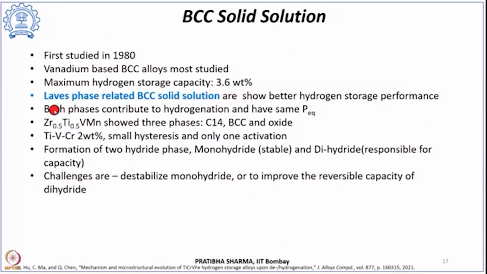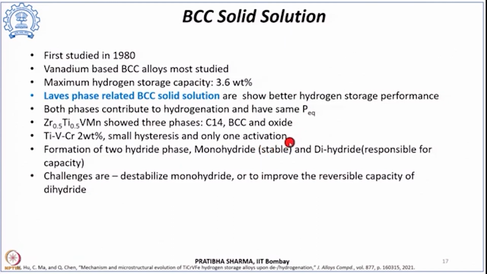So, they have both a Laves phase and, at the same time, a BCC phase, and both of these phases contribute towards hydrogenation, and they have almost similar equilibrium pressure. For example, Zr 0.5, titanium 0.5, vanadium and manganese shows 3 phases: C14, BCC and a ZrO2 oxide phase. Another example, titanium, vanadium, chromium, can give 2 weight percent of reversible capacity, has smaller hysteresis, and only one activation cycle is required.